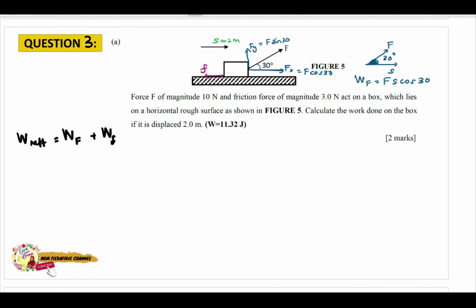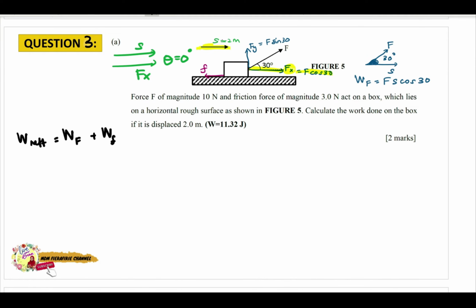Okay, so you can choose the force that is parallel with the displacement S. In this case, yang parallel adalah Fx. So you tengok betul-betul, S is in this direction to the right. Jadi Fx pun sama to the right. So angle antara mereka ni adalah 0 degree.